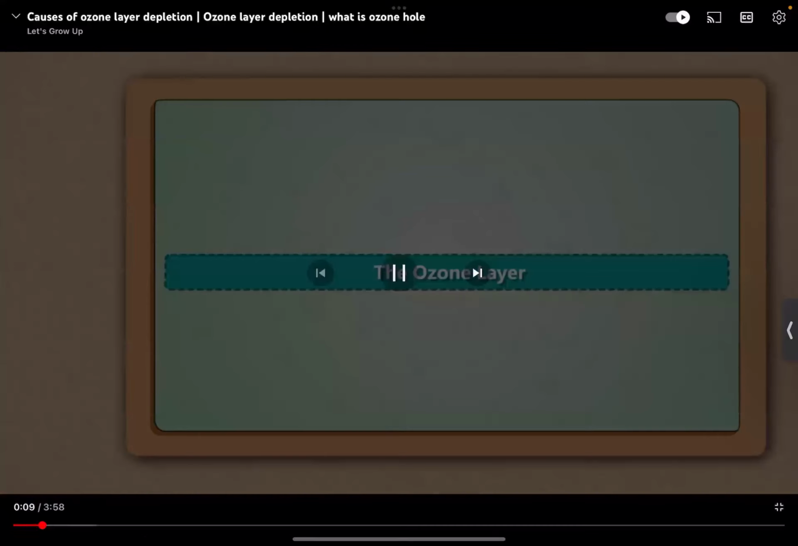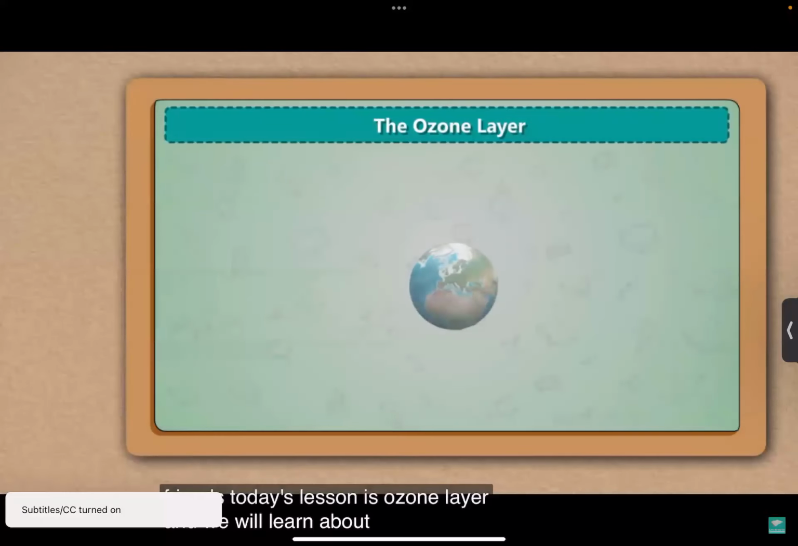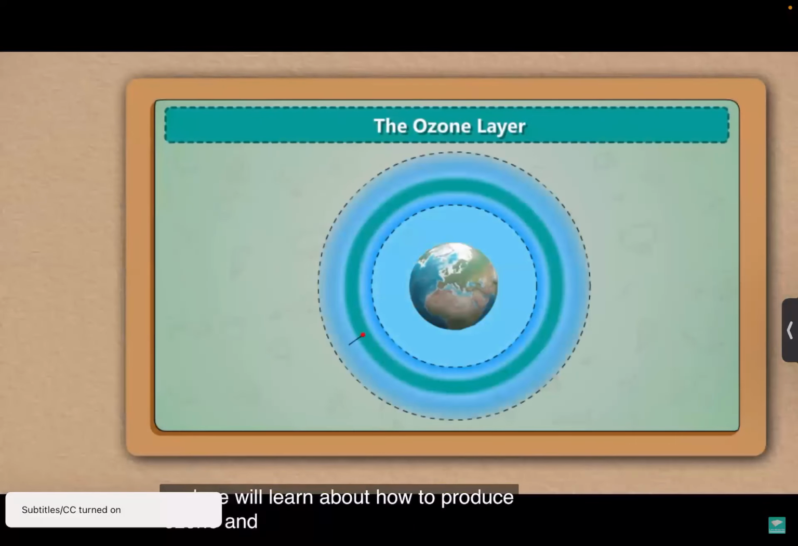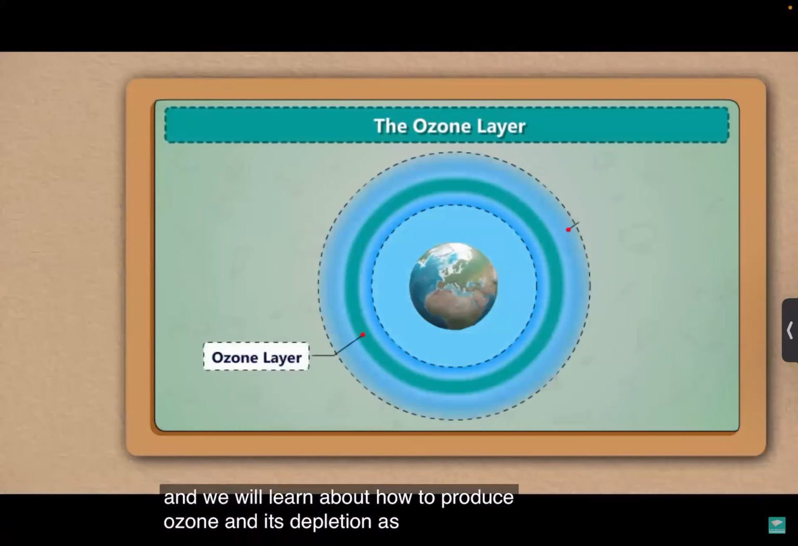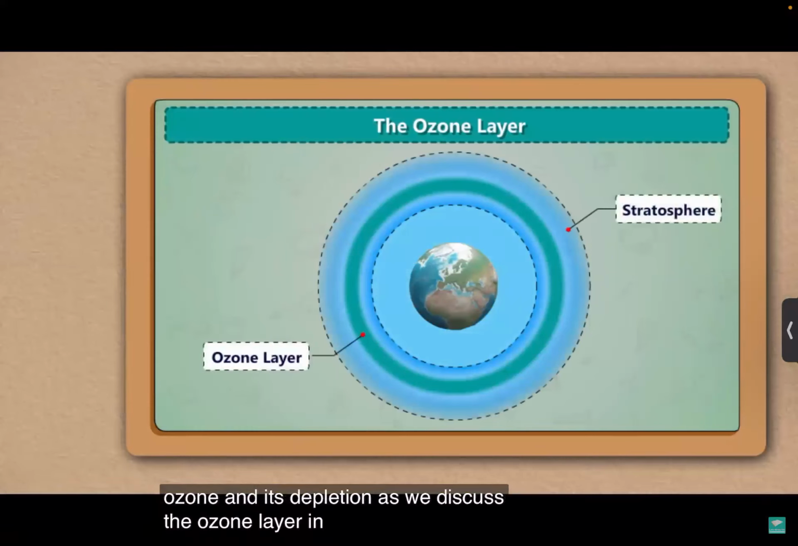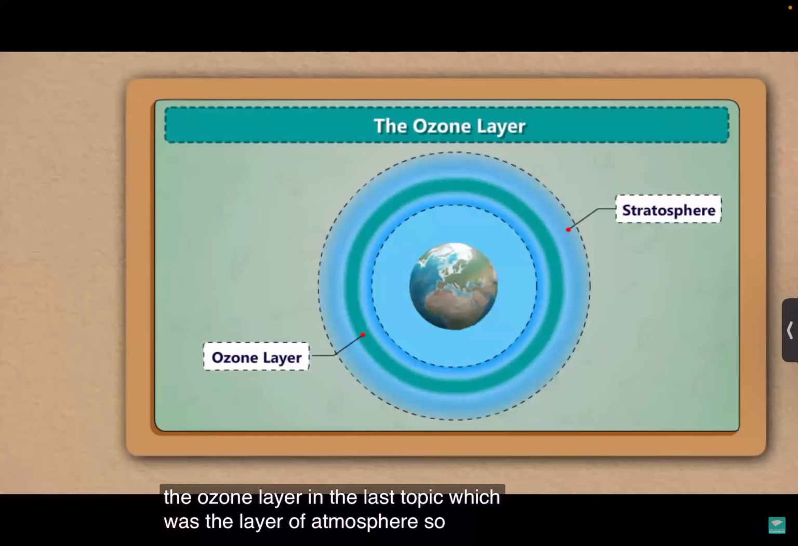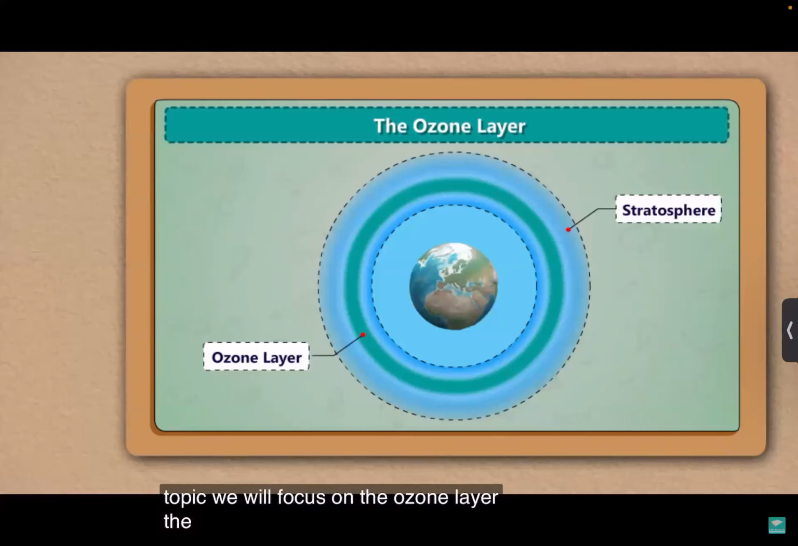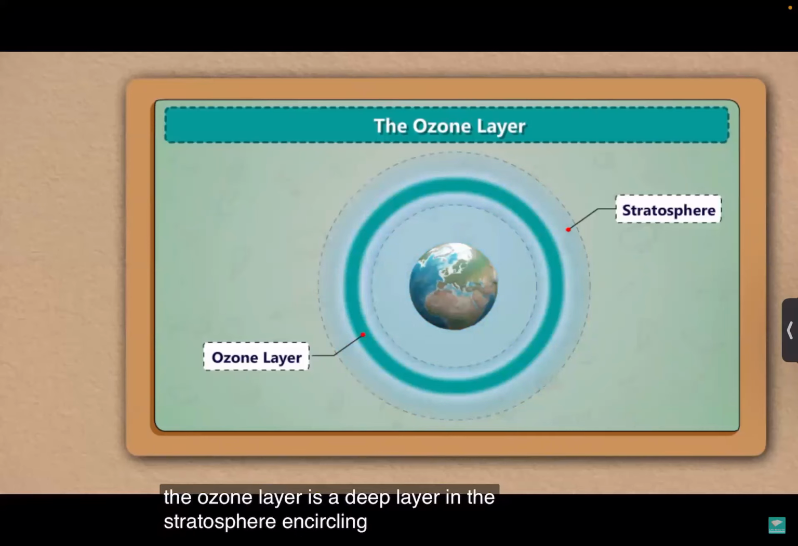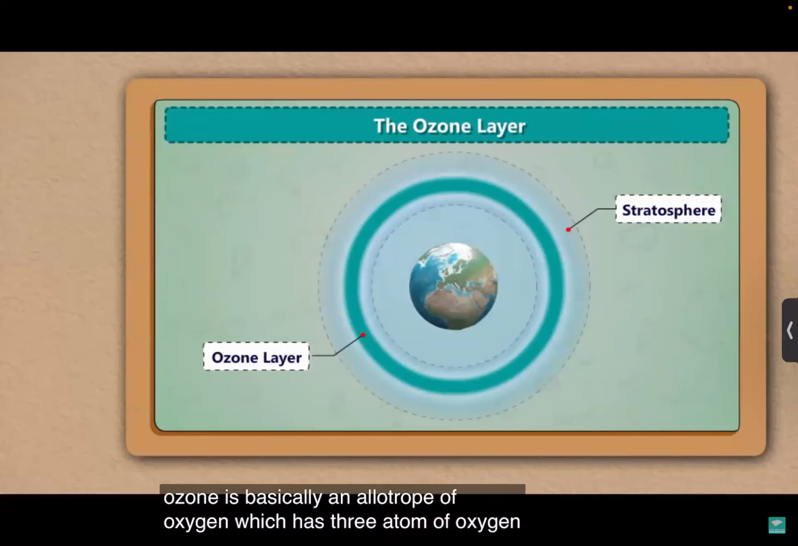Friends, today's lesson is the ozone layer, and we will learn about how ozone is produced and its depletion. As we discussed the ozone layer in the last topic, which was the layers of the atmosphere, in this topic we will focus on the ozone layer. The ozone layer is a deep layer in the stratosphere, encircling the Earth, that has large amounts of ozone in it. Ozone is basically an allotrope of oxygen, which has 3 atoms of oxygen.